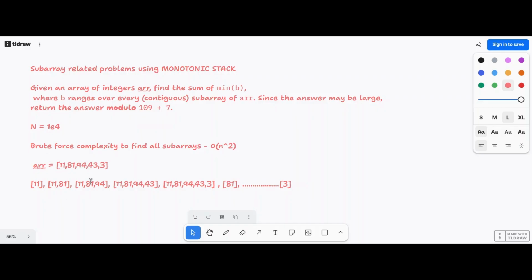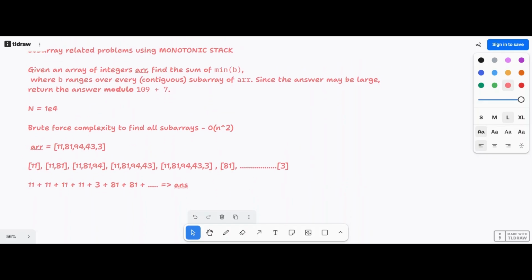And the question says that from every subarray we have to take the minimum. Here the minimum is 11, and for 11 81 again it's 11, for this also 11, for this also 11, for this 3, and then for only 81 it's 81, for 81 94 it's again 81. Then we take the summation of all the minimums of every subarray and return the answer. So brute force will take order of n square for all the subarrays if we do it with two for loops. Now, how can we do this with optimal time complexity?